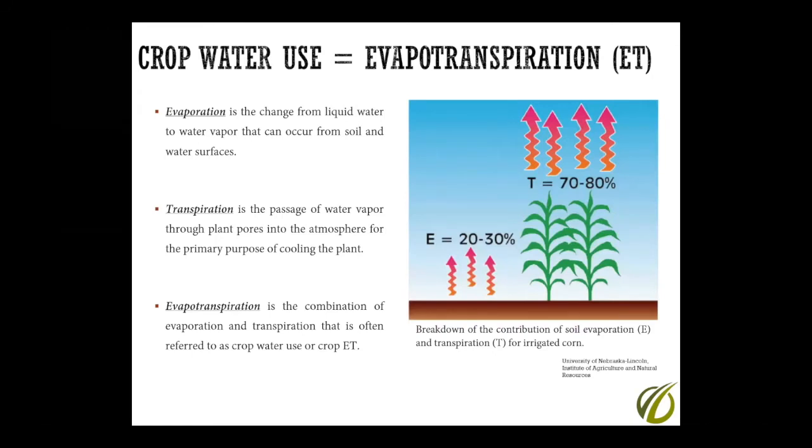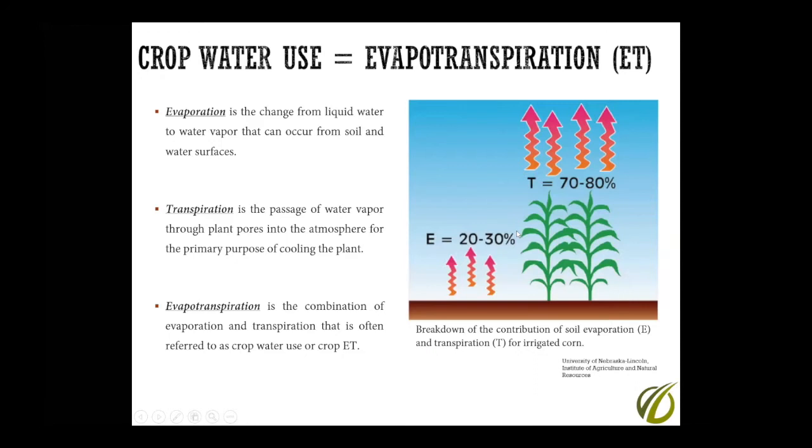So let's transition just a little bit and talk about crop water use. You hear the term ET floated around a lot. Well, what exactly is that? What comprises that? It's two things: evaporation and transpiration, added together. Evaporation being obviously the change of liquid water to water vapor, and transpiration being the passage of water vapor through the plant for the purpose of cooling the plant. And so the combination of both is ET, same as crop water use.